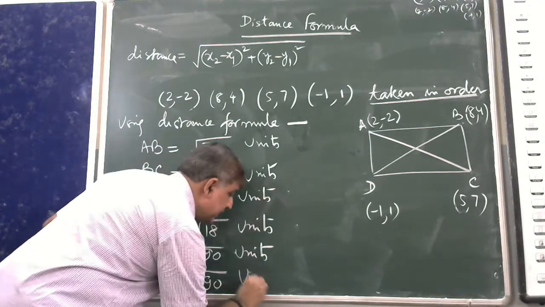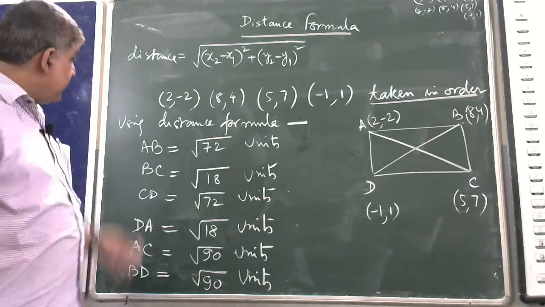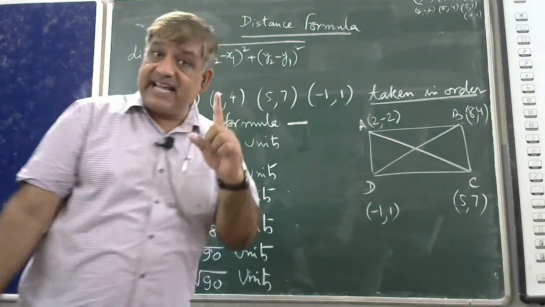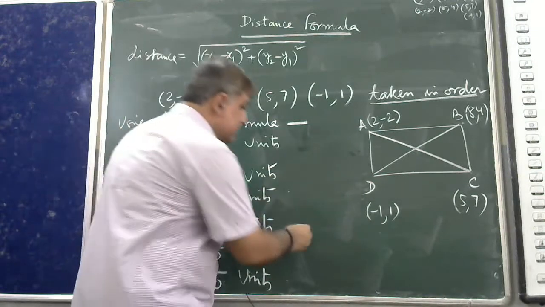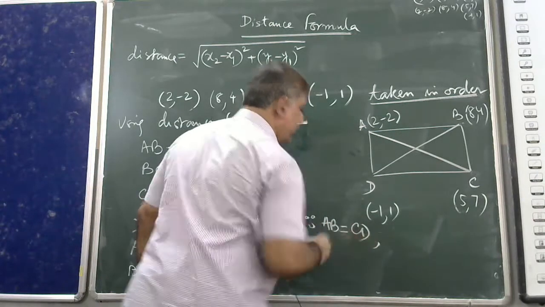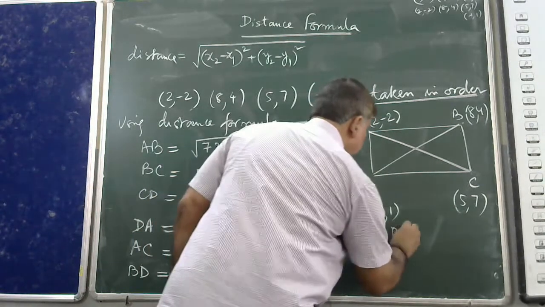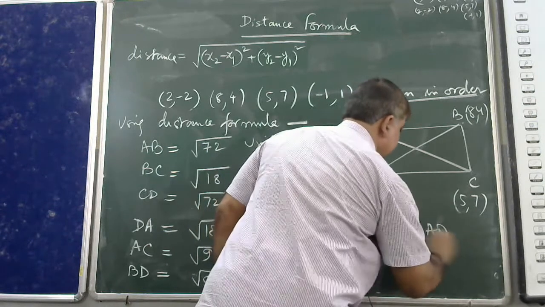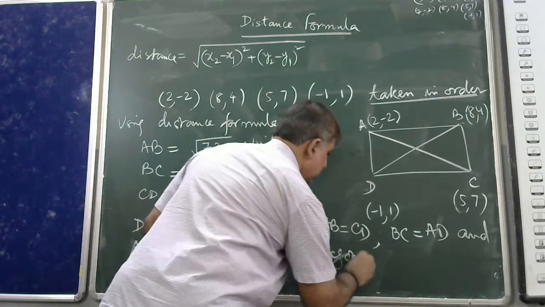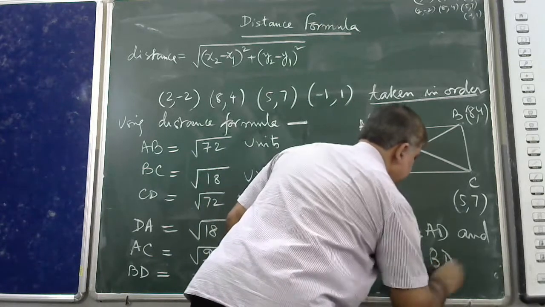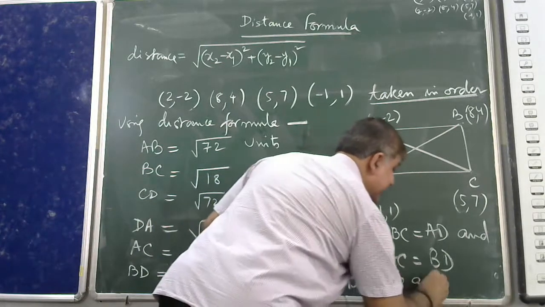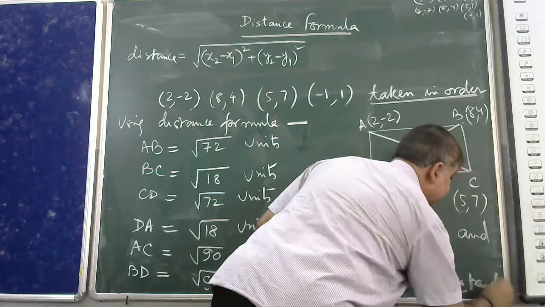So, what you observe here? Here, length of diagonals are also equal. So, if opposite sides are equal and length of diagonals are equal, what happens? This quadrilateral will be a rectangle. So, you have to write that since AB is equal to CD, and BC is equal to AD, and diagonal AC equals BD, therefore ABCD is a rectangle. This one is a rectangle.